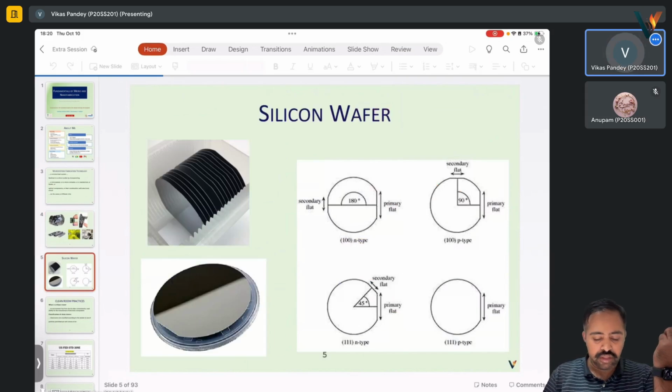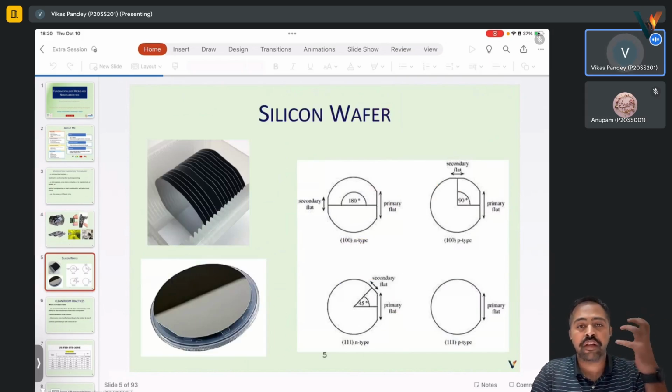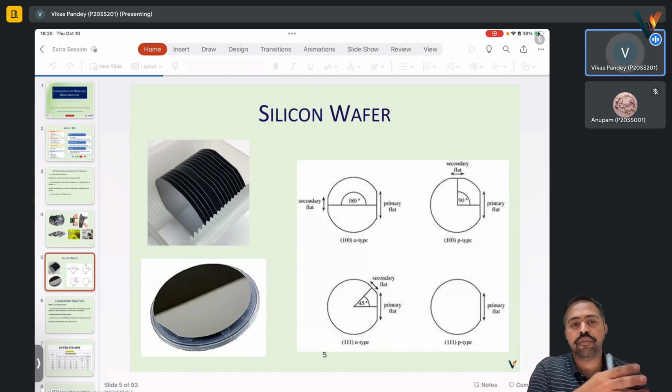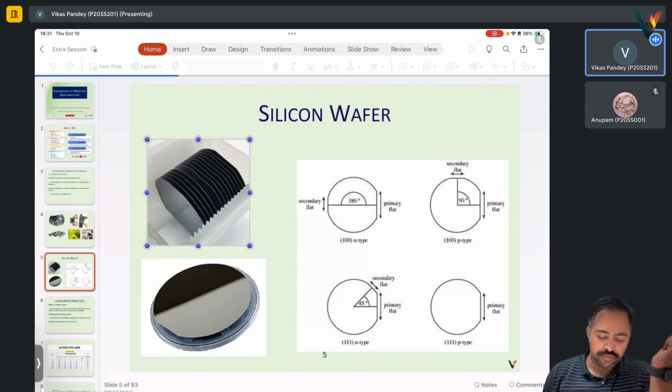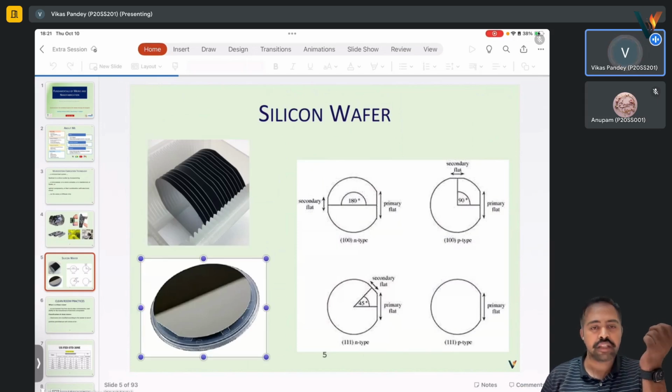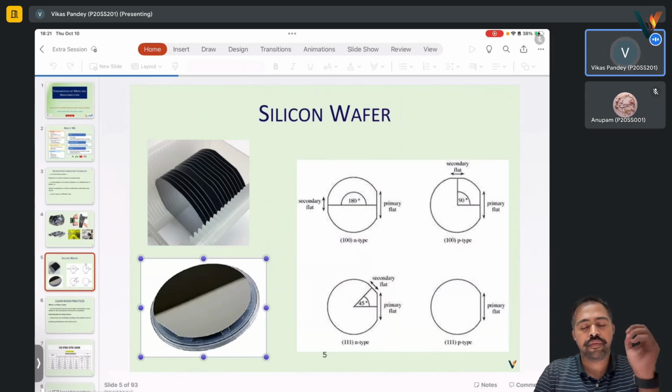So how does this wafer look at the beginning when we start our process? The fabrication process starts from a silicon wafer, but before this, the silicon wafer itself is made, which we have covered in the course. CZ and FZ processes are used, but the starting point for any micro and nano fabrication engineer is the silicon wafer. It looks like a shiny, very thin plate, which is why it's called a wafer.